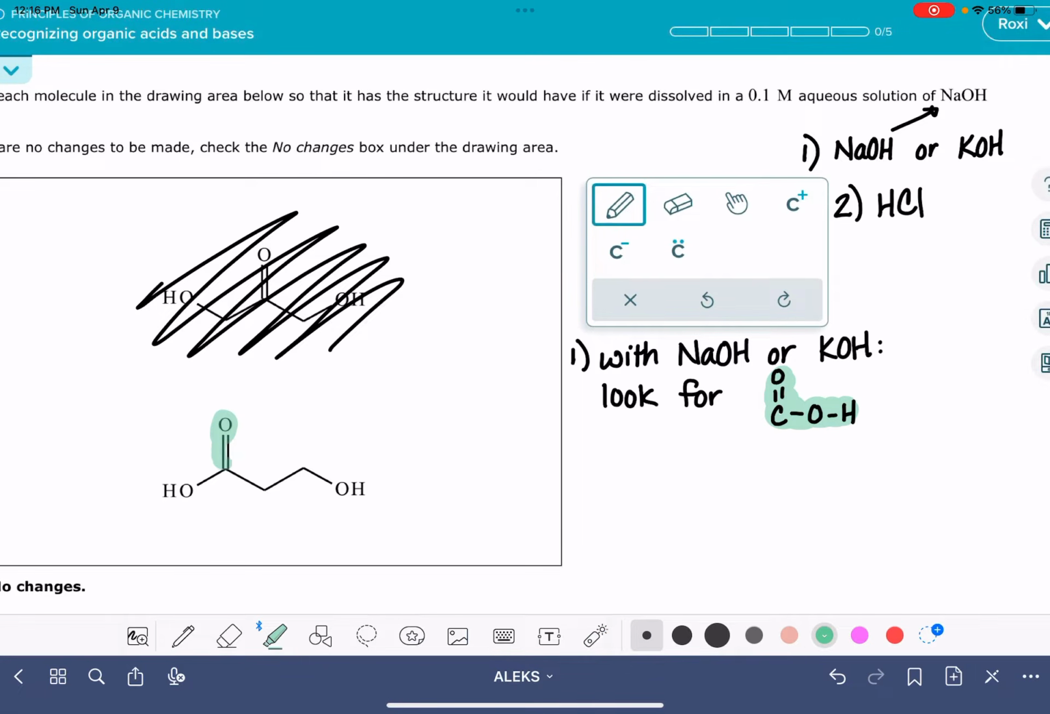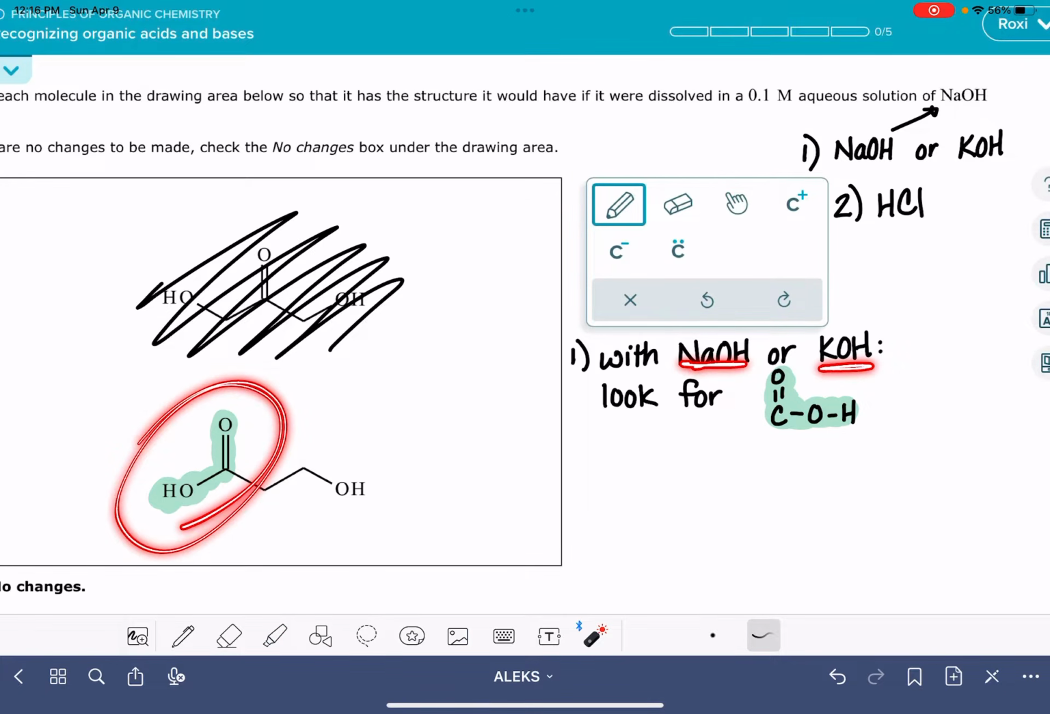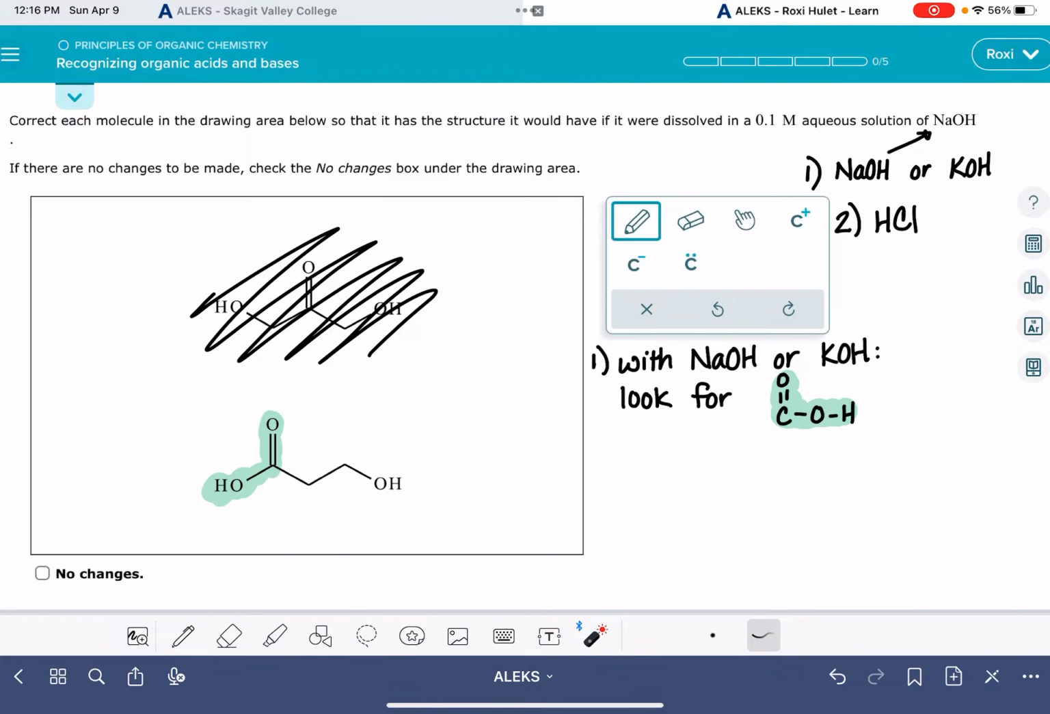Look down here. Here is our carboxylic acid functional group. There it is. NaOH or KOH will react with the carboxylic acid functional group. So since we do have a carboxylic acid, we are going to correct this particular molecule, or modify it, to show what it would look like after it reacted with NaOH.